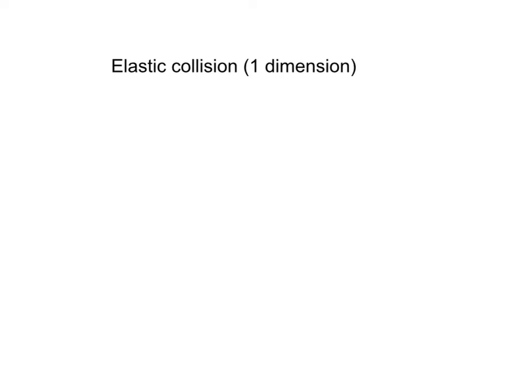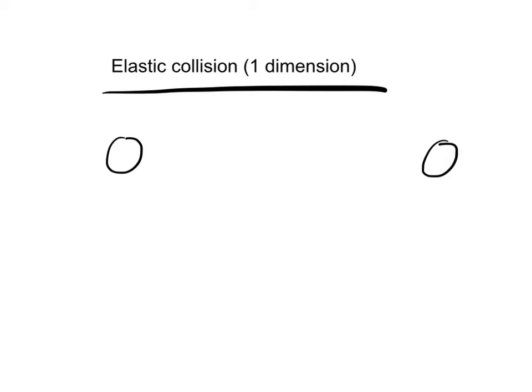Now let's take a look at elastic collisions. So imagine we've got some ball here and another ball here. We've got mass 1, V1, and mass 2, V2, and they're coming at each other, and at some point we're going to have a collision. Here they're bouncing against each other. And since it's elastic, they're going to just bounce right off each other.